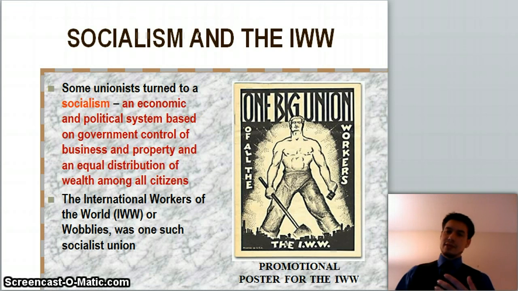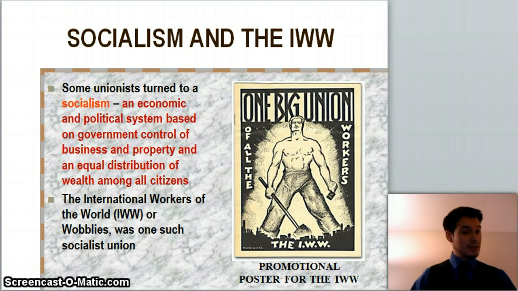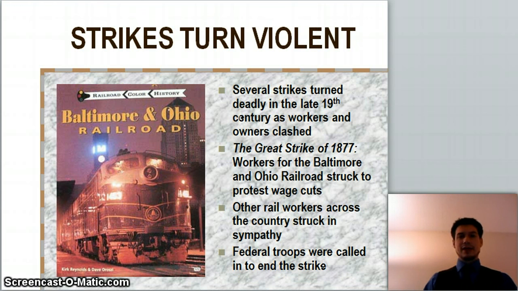And this leads to some socialist unions. Socialism is an economic and political system based on government control of business and property and equal distribution of wealth among citizens. And the IWW, or the Wobblies as they used to be called, was one of the first socialist unions. And strikes tend to happen, and they turn violent.